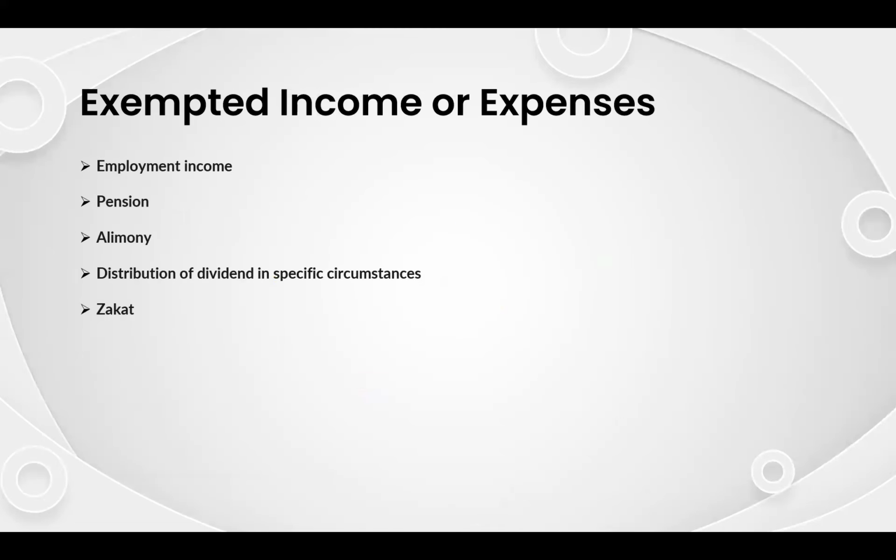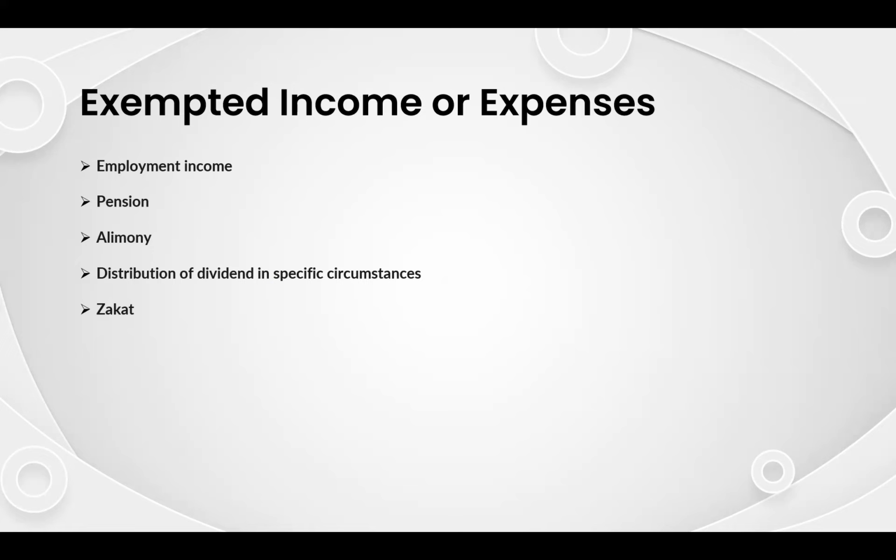There are also some income or expenses that are exempted from e-invoice. These are the exempted income and expenses. The first one is your employment income, meaning salary. If you pay salary to your staff, you do not need to issue an e-invoice to them. You just issue a normal salary payment and that will do. Then pension, alimony, distribution of dividend in specific circumstances, and zakat. For these five categories, you do not need to issue an e-invoice in your business.